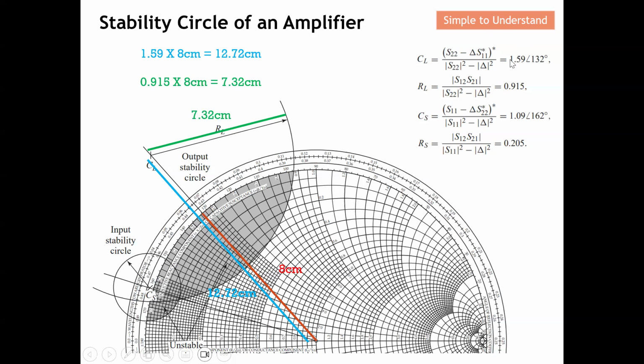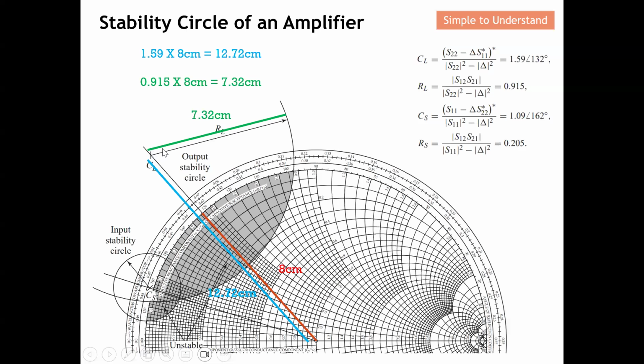So what happens here is the center will be 1.59 multiplied by 8, which tells me that it's around 12.72 centimeter. From this center point, this is actually near the center point, I can't plot two together. So imagine this is at the center point, all the way to here. It shows that it needs to be 12.72 centimeter. So this will be the center point of the output stability circle.